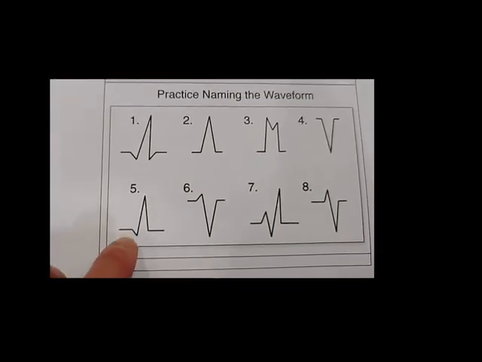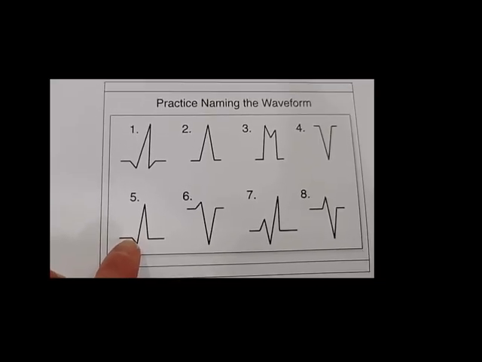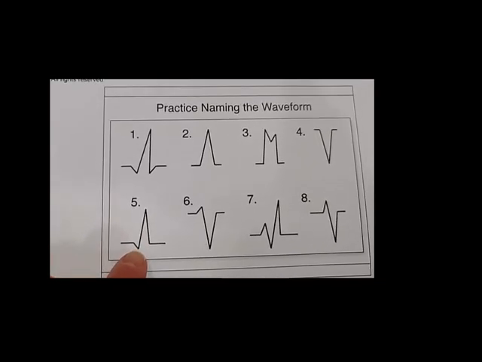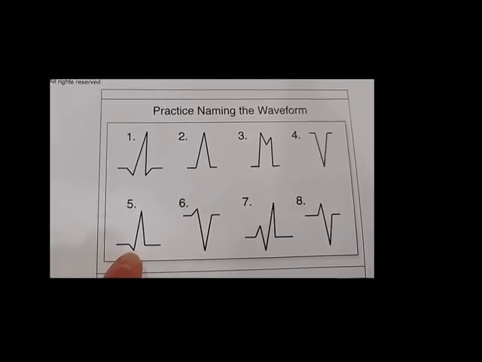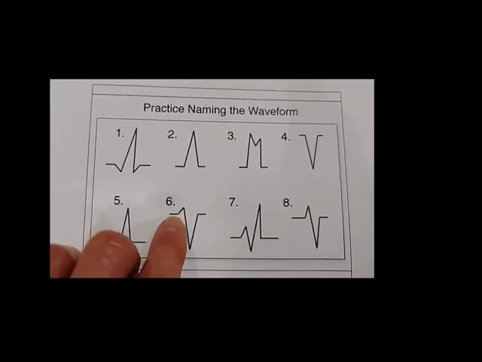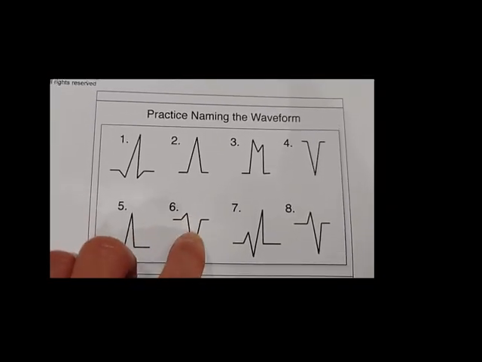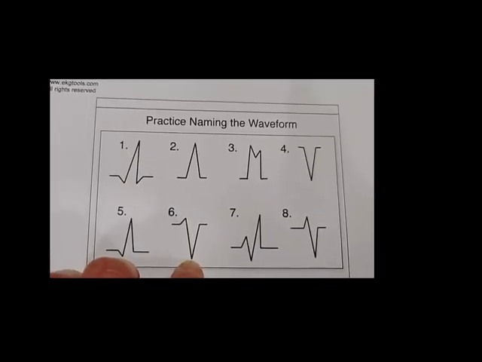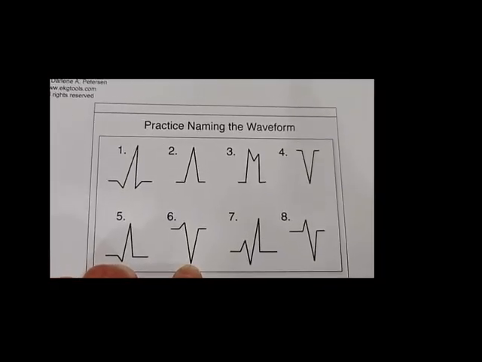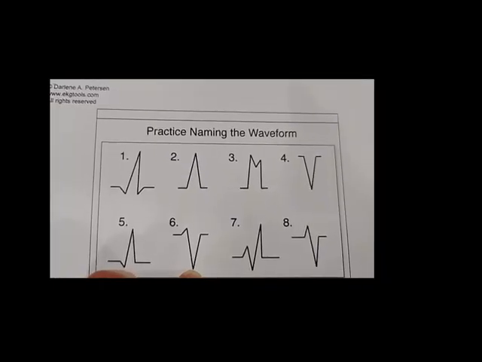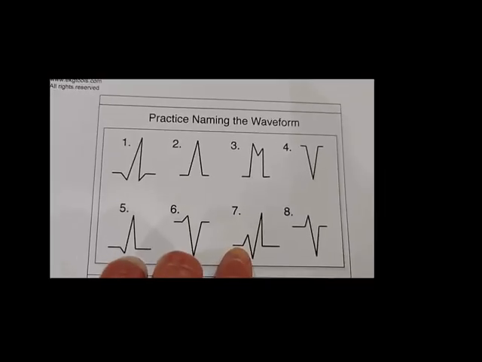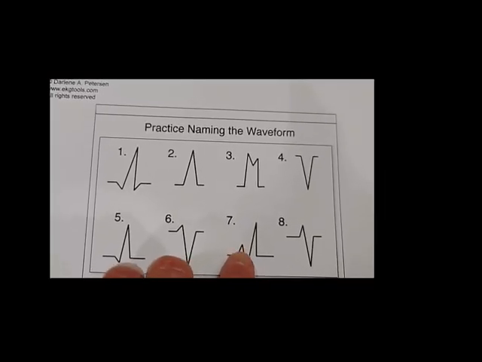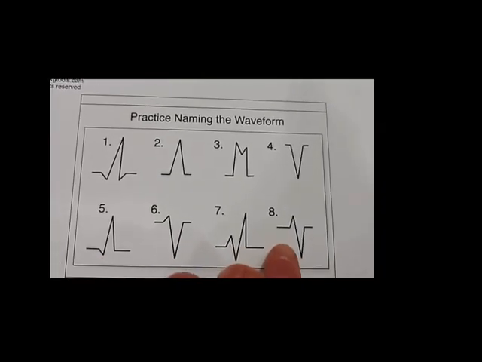Number 5, we have isoelectric line, then it's negatively deflected and then goes positively deflected, so number 5 does have a Q wave. Number 6, we have isoelectric line, it goes up and then down, so we do not have a Q wave. A Q wave is always the first negative, it's the first waveform if it is negatively deflected. Number 7, we have again the QRS is positively deflected, so we do not have a Q wave, and same thing happens in number 8.